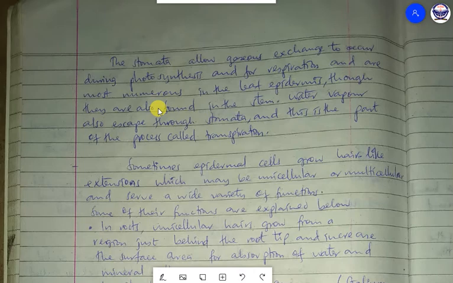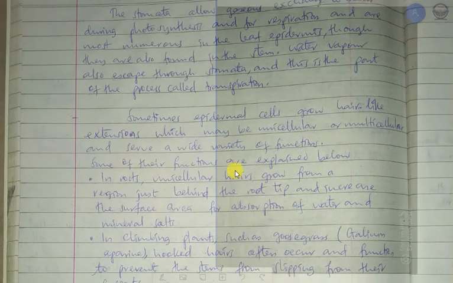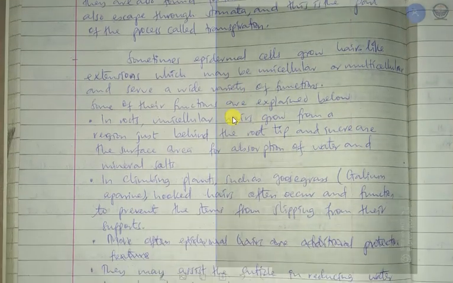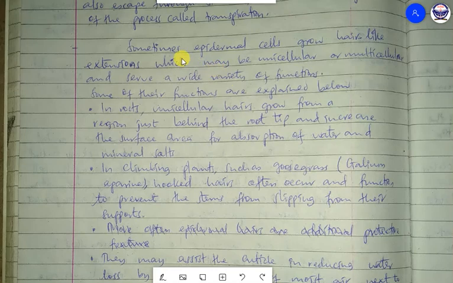Many of the parts of the plants which are green contain stomata, because we know that the guard cells have chloroplasts containing chlorophyll. Water vapor also escapes through the stomata, and this part of the process is called transpiration. So transpiration also takes place through the stomata, and that's why the cells are called guard cells.